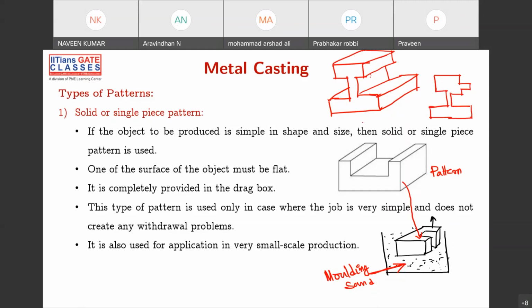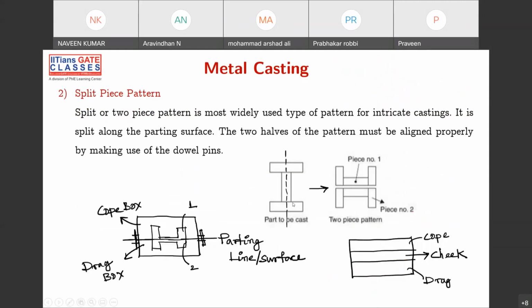Okay. So now you can't directly put it like this. So what you have to do is split the pattern. If you're not splitting the pattern, what will happen is, let me draw the diagram for you guys. If you're completely putting this pattern like this itself, and you're putting in mud like this, let's say, not mud, it is molding sand, don't call it mud, molding sand, and you're putting molding sand like this. Now you want to remove this.